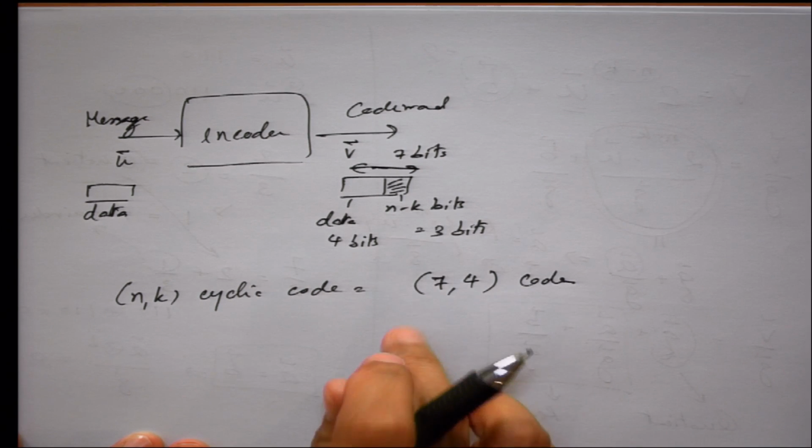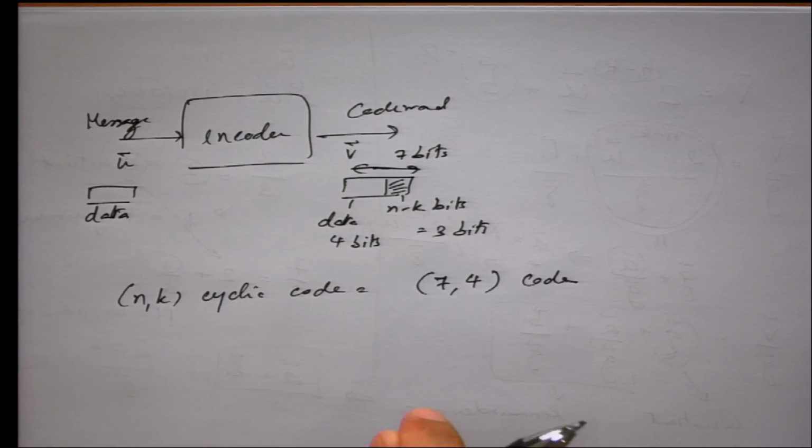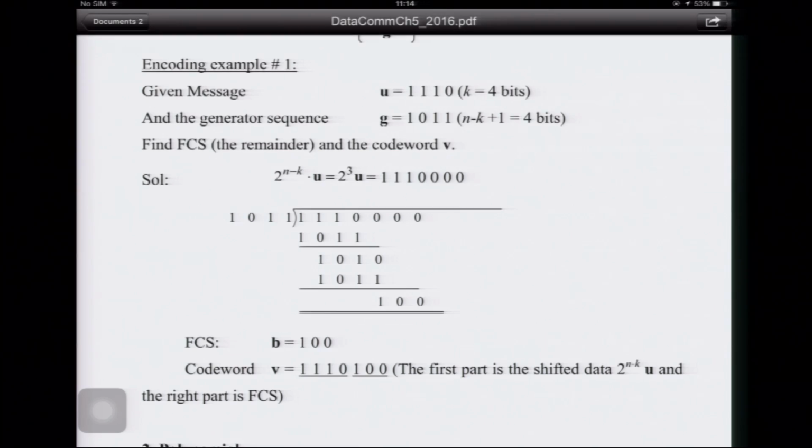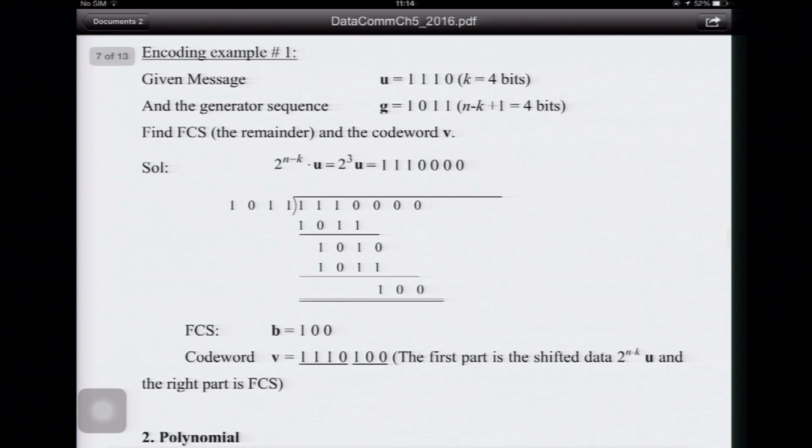So this is a (7,4) code, and different codes have different generator sequences, even though they have the same length. How to find the generator sequence is beyond the scope of this course. If you want, you can take another class, and I'm teaching the 01-205-525 channel coding theory. Anyway, you want to find the remainder and the code word V.